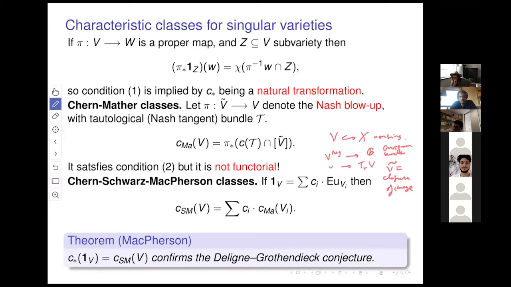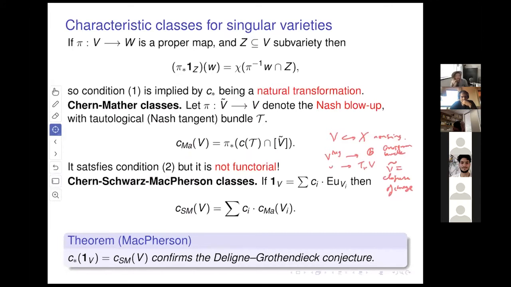Okay, and then you do the same operation as we were doing in Poincare-Hopf. You take the total Chern class of this sort of generalized tangent bundle, you restrict to V tilde, and then you push it down to V. And of course, if V was already regular, then you recover the earlier class that computed Euler characteristics. So this Chern-Mather class would satisfy condition 2 in the Deligne-Grothendieck conjecture, but it's not functorial.